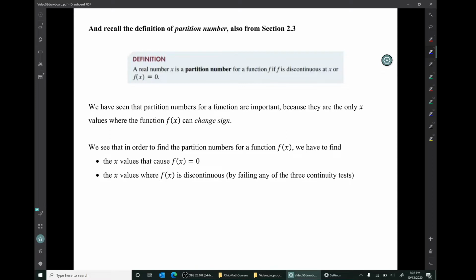And recall the definition of partition number from that same section. A real number x is called a partition number for a function f if f is discontinuous at x or if f of x equals 0. Now, we've seen that partition numbers for a function are important because they're the only x values where the function f of x can change sign. And we see that in order to find the partition numbers, we have to find all the x values that cause f of x to be 0 and all the x values where f of x is discontinuous by failing any of the 3 continuity tests.